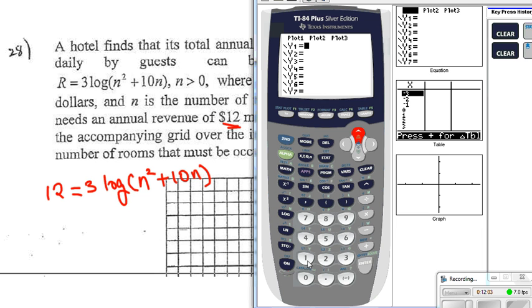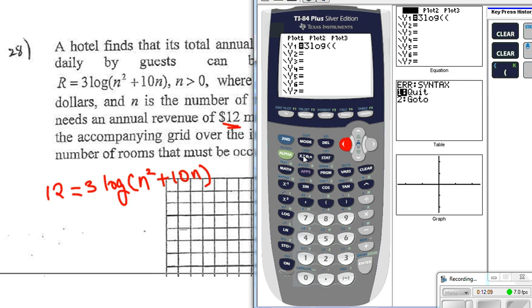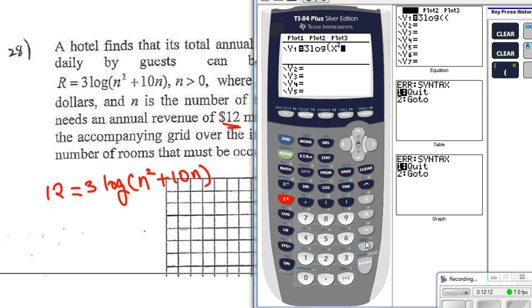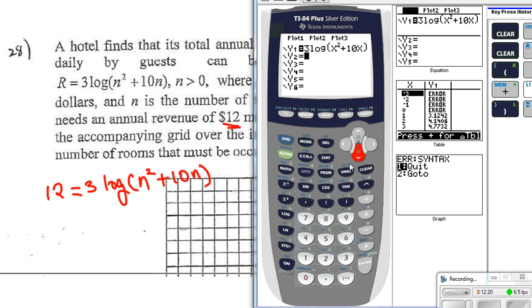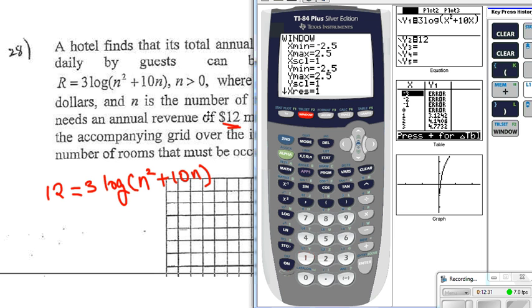Here we have a 3 log of x squared plus 10x. Now, since we put this one as y sub 1, this will be y sub 2, 12. And what we want to do is set the window from 0 through 100.